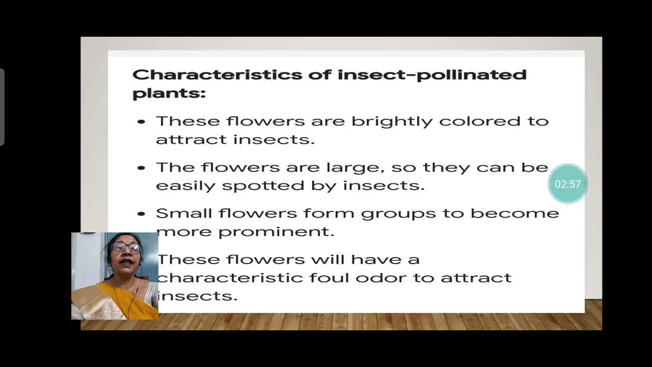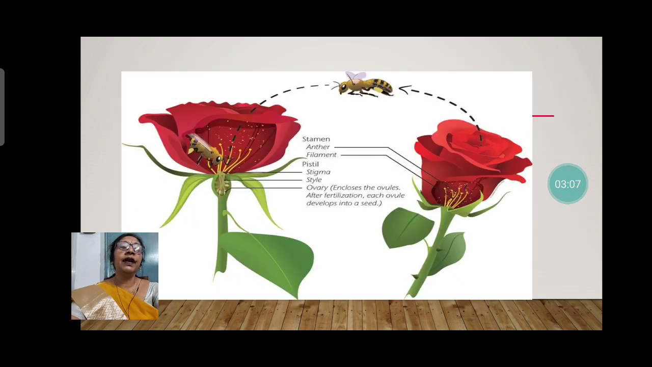Now let us start with the insect pollinated plants. What are the features of entomophilous flowers? Just see the diagram. What features do you find in the case of rose? Rose is being pollinated with the help of insects. Insects are attracted by the bright color, they are attracted for the nectar, and they are attracted for the scents.